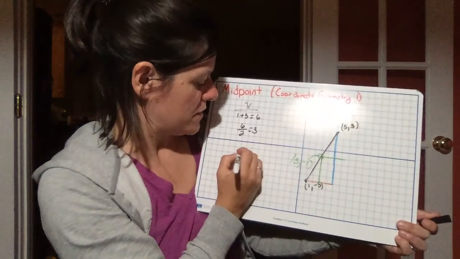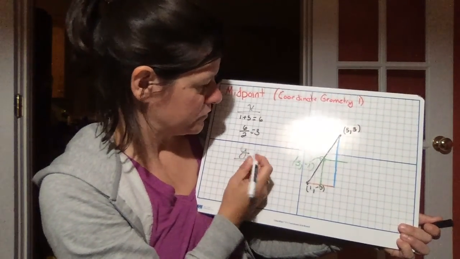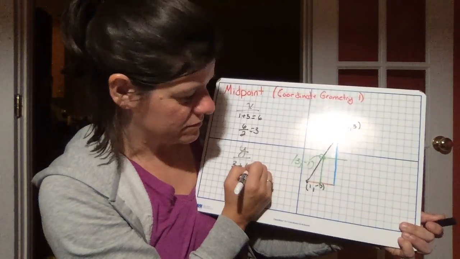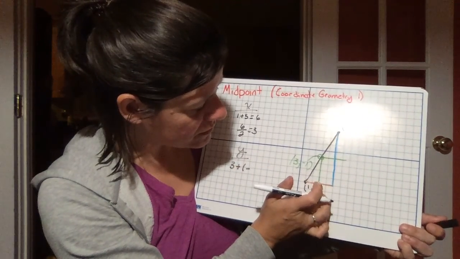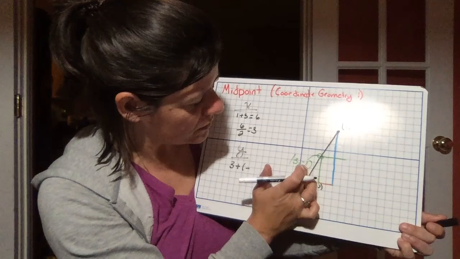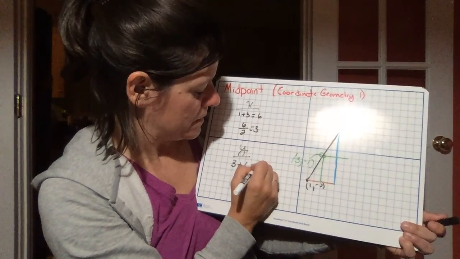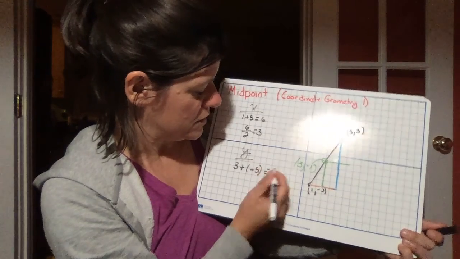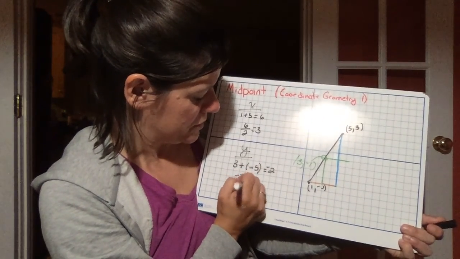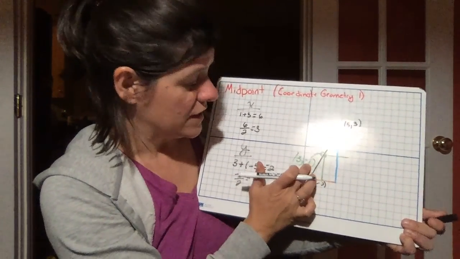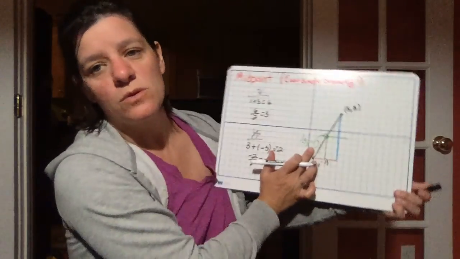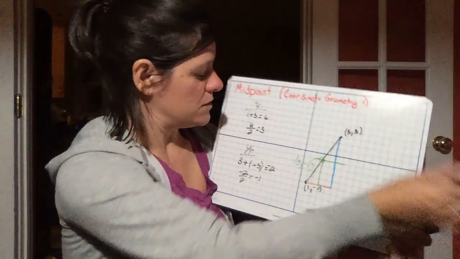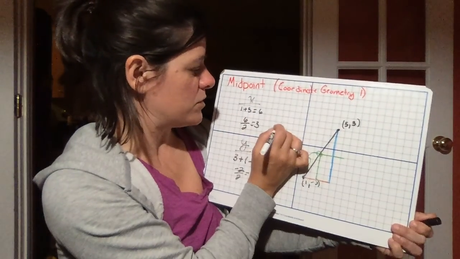And then if I find the average of the y's, I've got 3 plus negative 5. 3 plus -5 is -2. And then -2 divided by 2 equals -1. And that's my y coordinate. Sorry for the glare. Then I would take these and write them as a point, (3, -1).